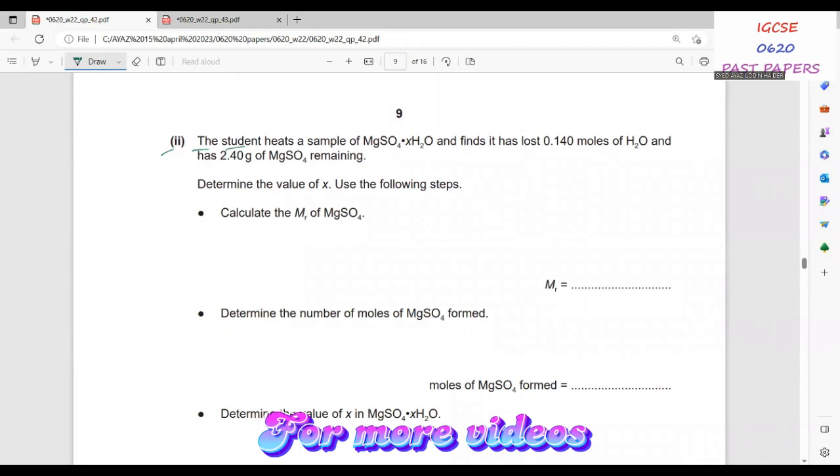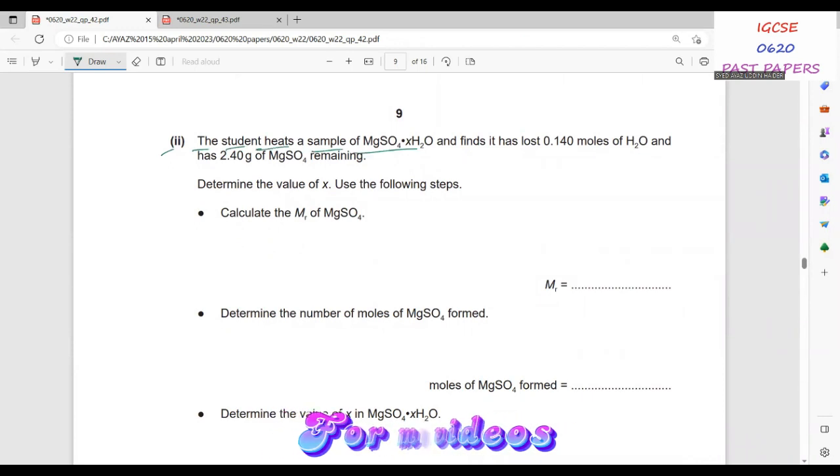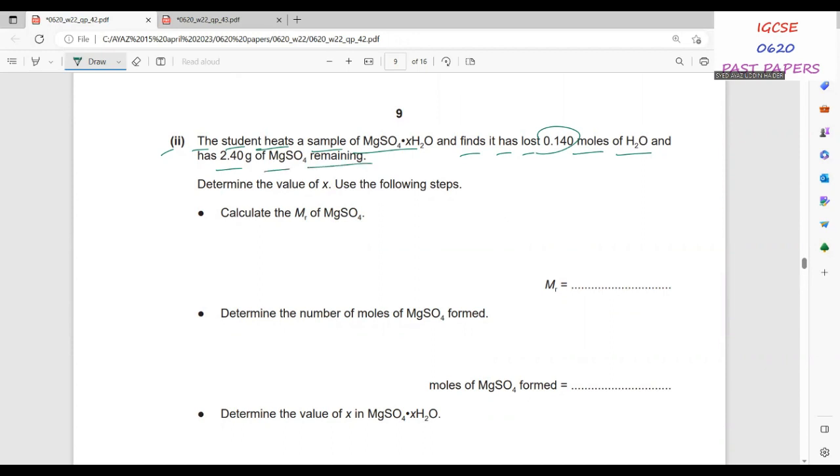Number 2, the student heats a sample of MgSO4.XH2O and finds it has lost 0.04 moles of H2O and has 2.40 gram of MgSO4 remaining. Determine the value of X. Use the following steps. Calculate the Mr of MgSO4.